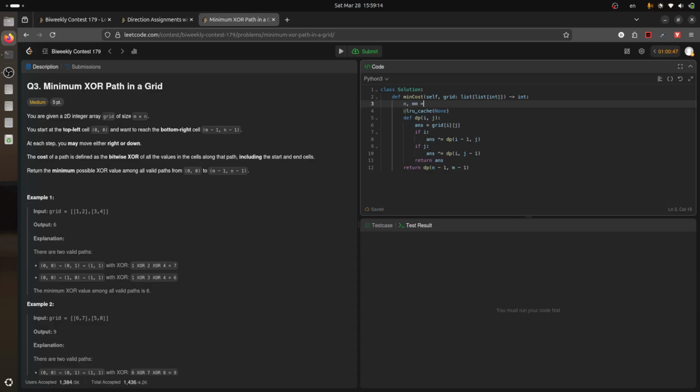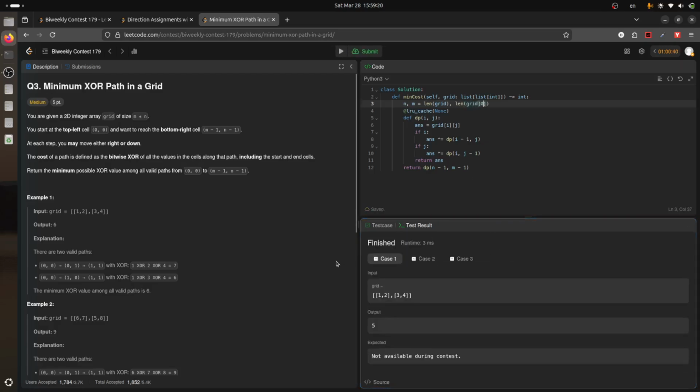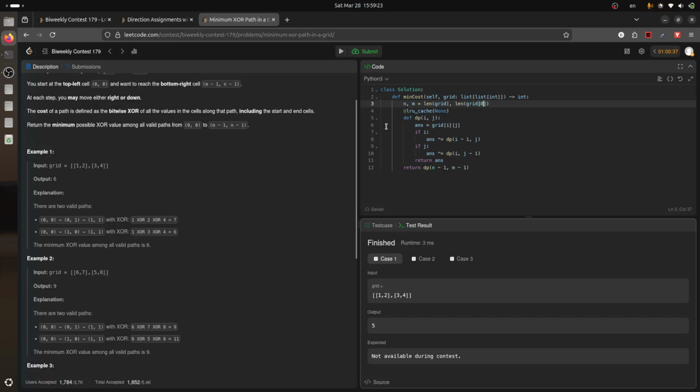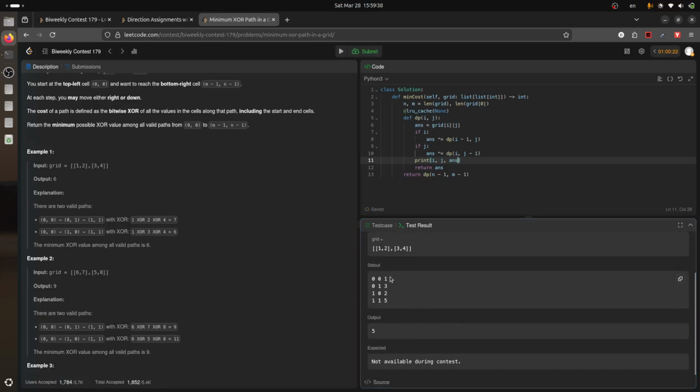So let's do n, m = len(grid), 0, and the output is 6. Okay, that sucks. So let's do this: print i, j, ans. So for 0 0 it's 1. I agree with that. For 0 1, 1 XOR 2 is 3. I agree with that.